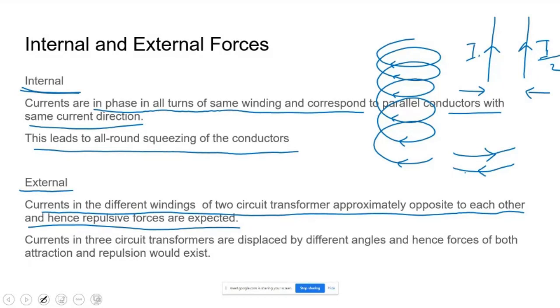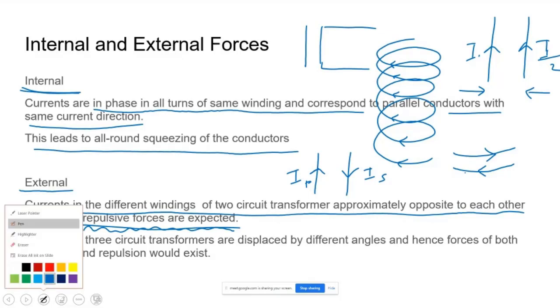So this corresponds to the case in which two conductors have currents in different directions. This is primary, IP, this is secondary, IS. So in this case, what kind of forces are expected? Repulsive forces are expected. Then I am drawing the two windings again. This is a shell type transformer, and I am drawing just the cross section of the primary winding and secondary winding only.